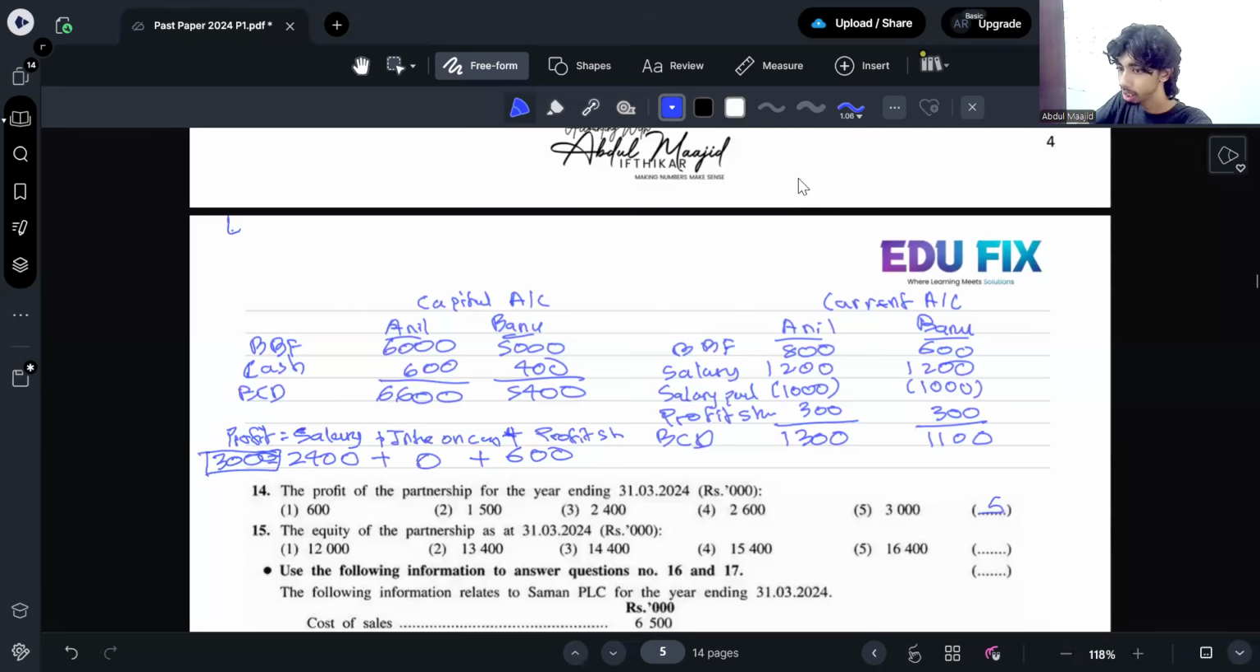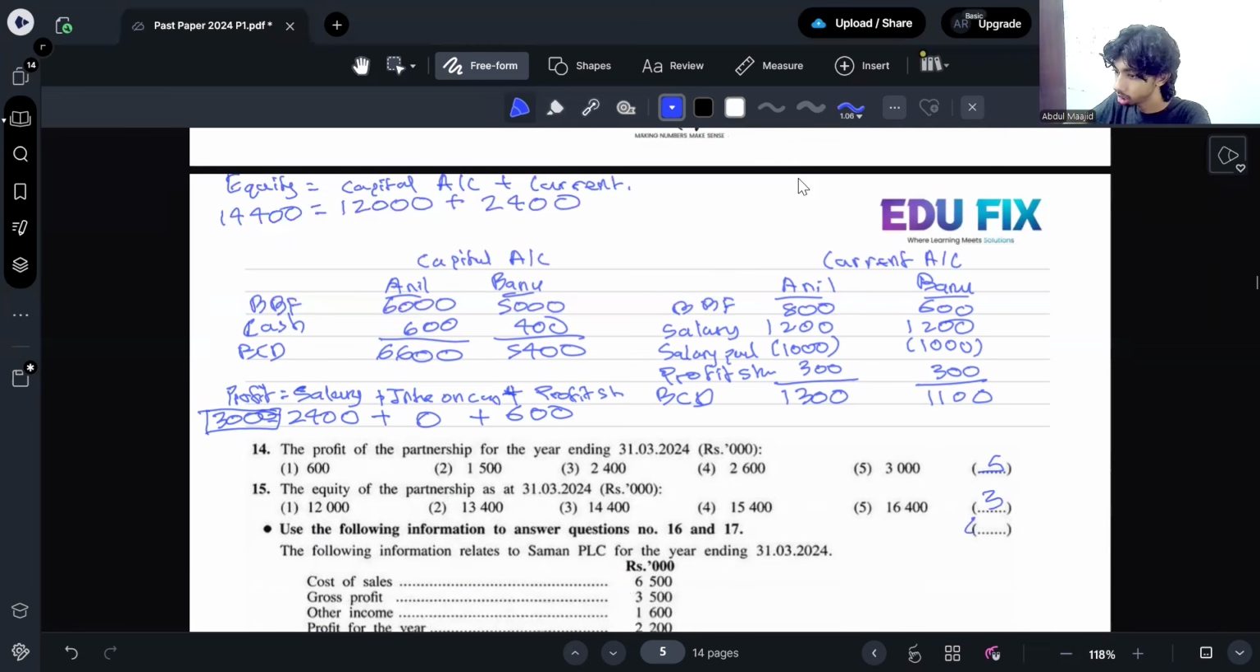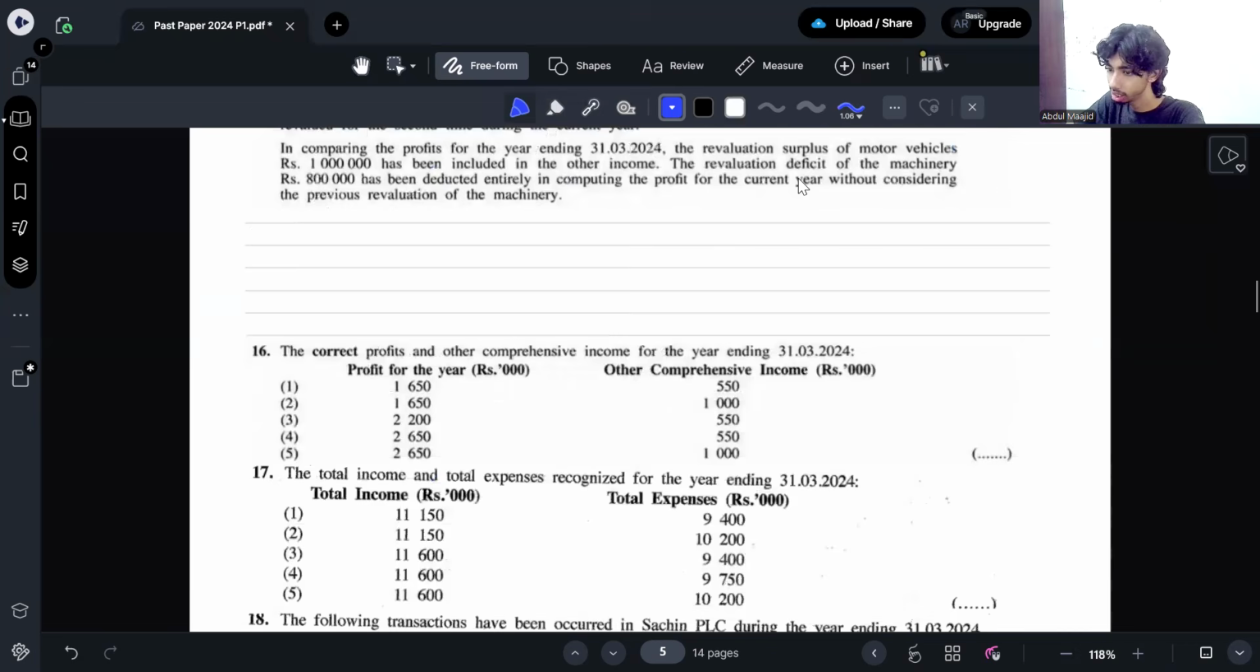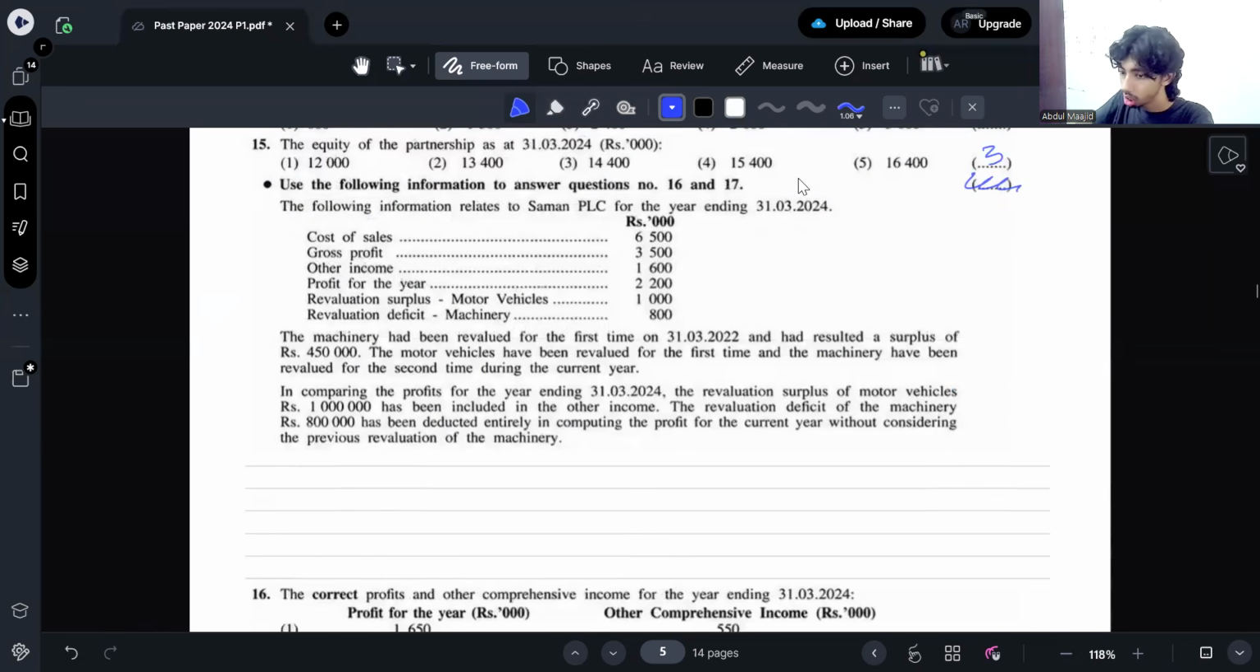Then the equity of the partnership. Equity equals to capital account plus the current account. The total capital account balance of Anil and Banu is 6,600 plus 5,400. That is 12 million. The current account plus 1,000 is equity.